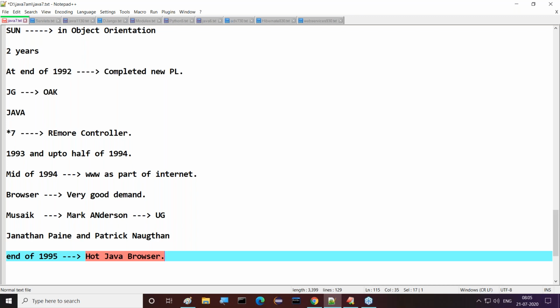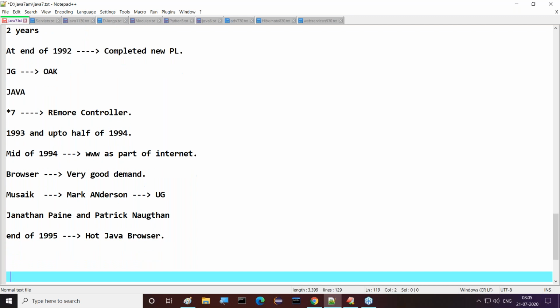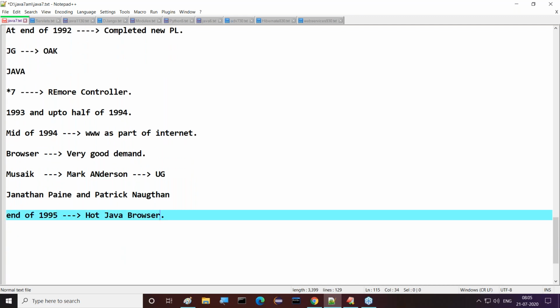In 1995, HotJava browser is a browser name, not the Java programming language. Then immediately people were thinking, why is this HotJava browser coming? It has very good demand in the browser market. This is the second product on the base of Java, and it had very good demand in 1995. People were thinking, why is this browser getting so much demand? What is the internal content?